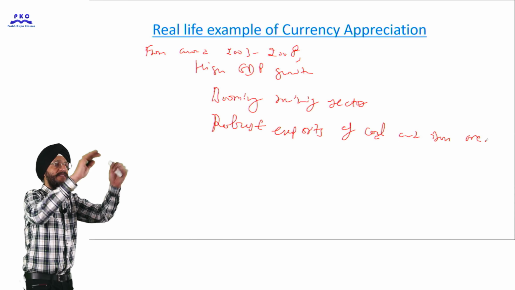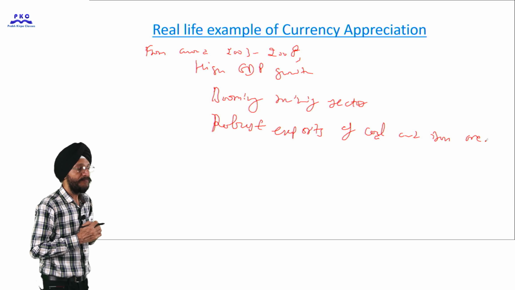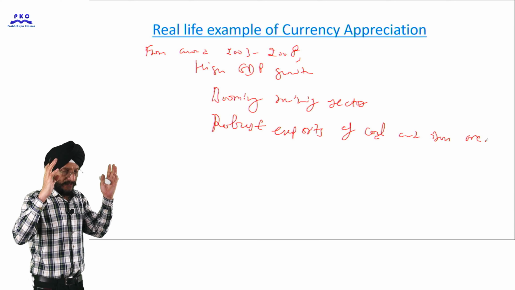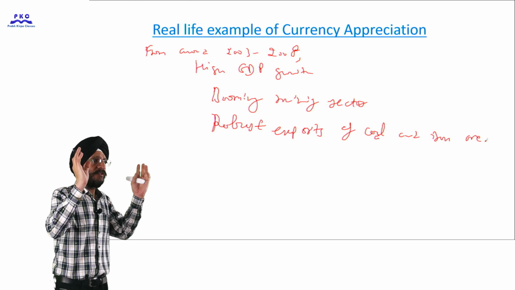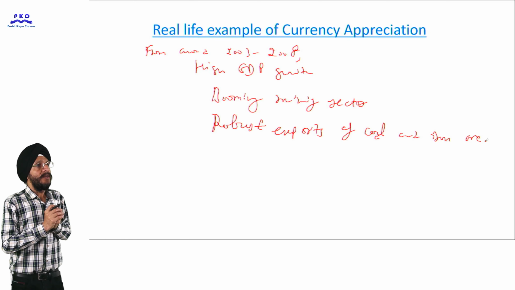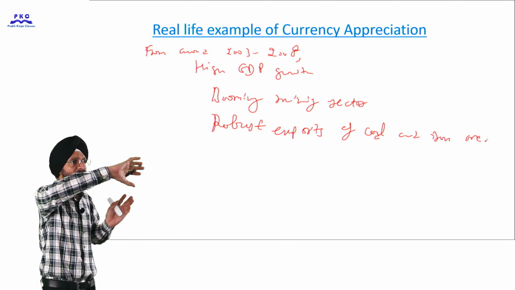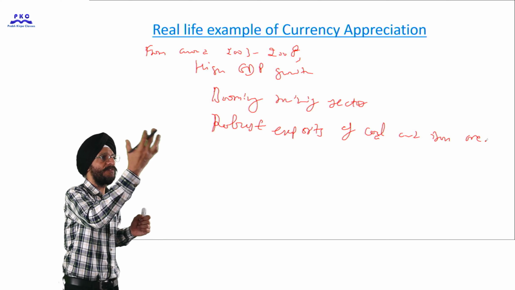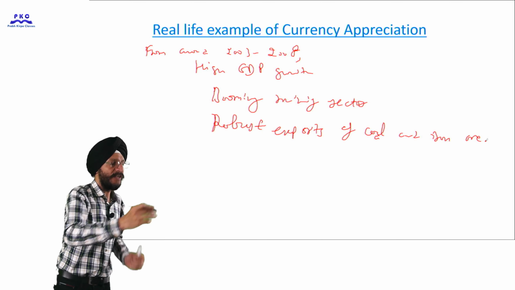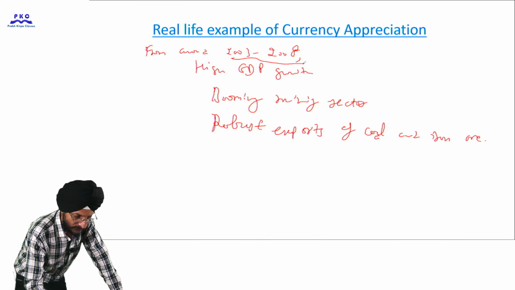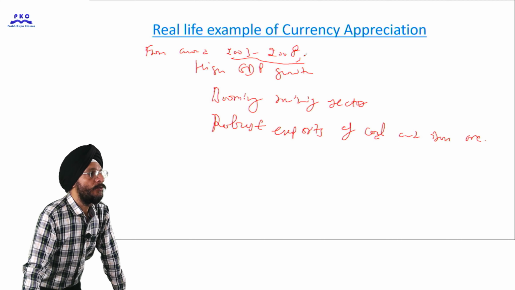The political environment in that country was very stable. The interest rate policy of the Australian central bank was also very favorable. So all of it resulted in the appreciation of the currency of Australia during the period 2003 to 2008.